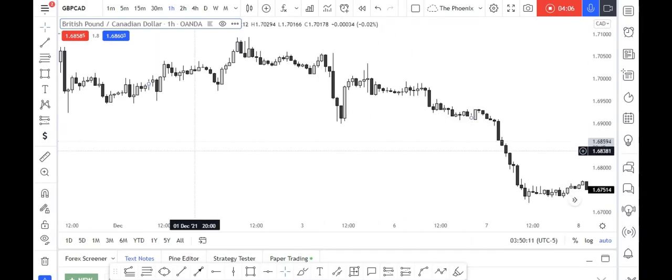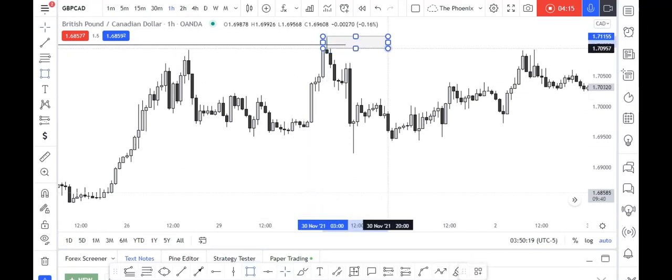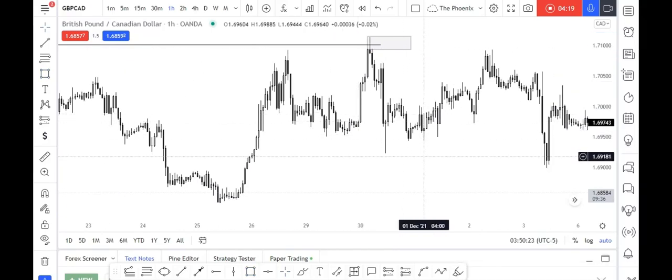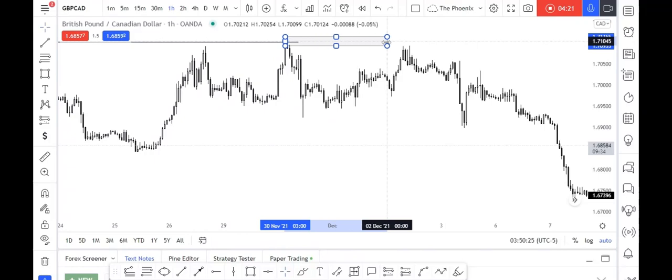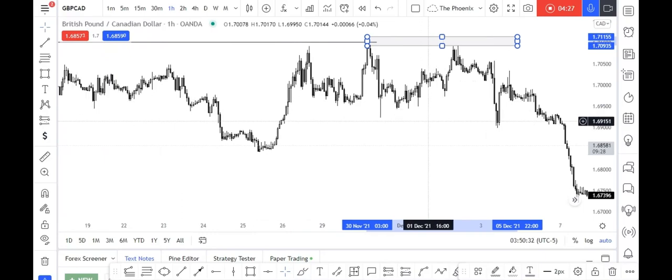And so we're going to mark out this candle, the wick. It's a huge wick. So I'm expecting price to come back to that wick, right into the wick there. Okay, so looking for the confluences.